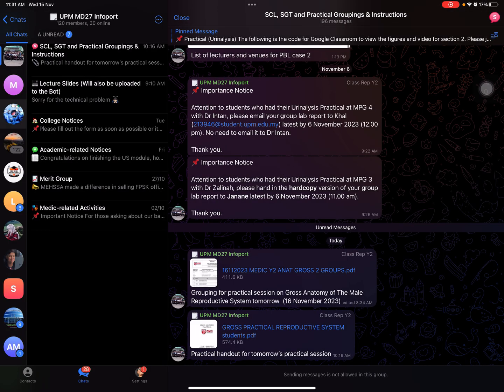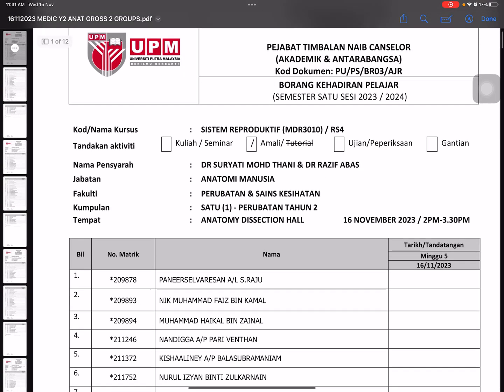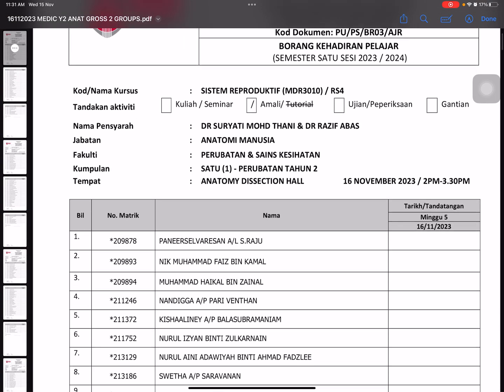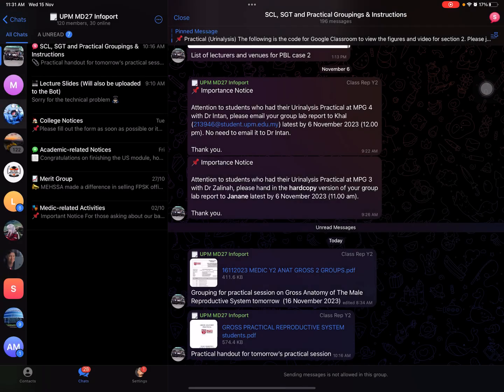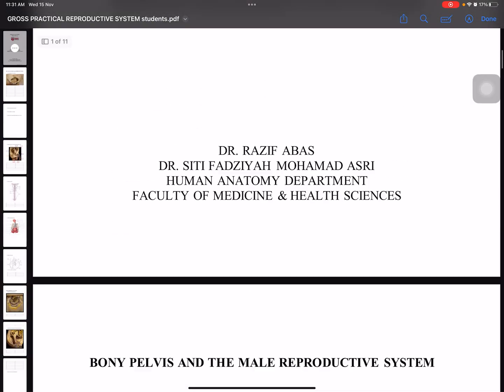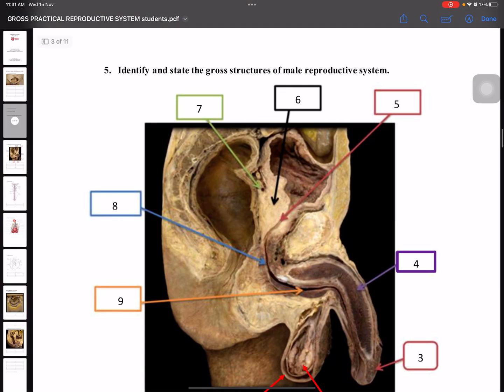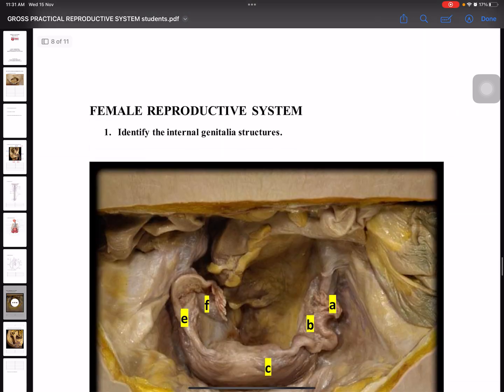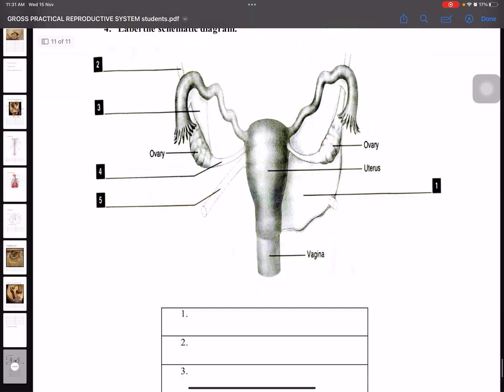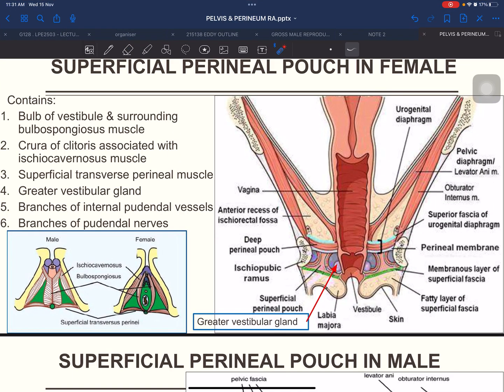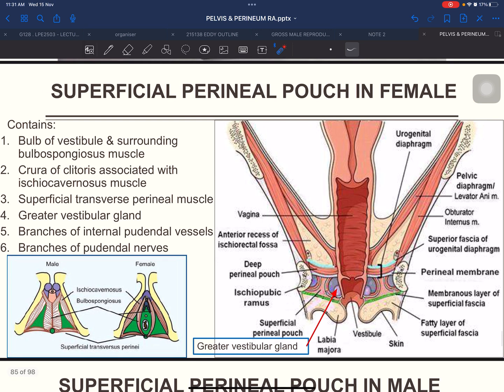Greater vestibular gland. The greater vestibular gland here is actually homologous with the bulbourethral gland in male. But the bulbourethral gland is in the deep perineal pouch. This greater vestibular gland is located at the superficial perineal pouch in female. And also the branches of the internal pudendal vessel and branches of the pudendal nerve.